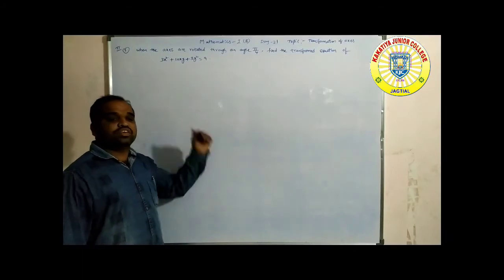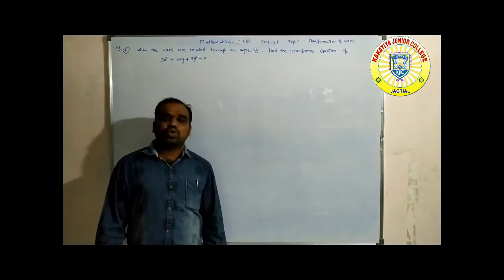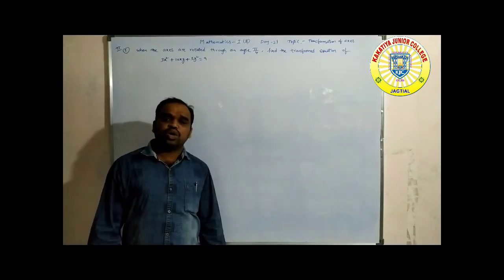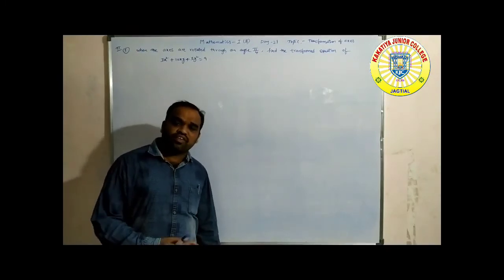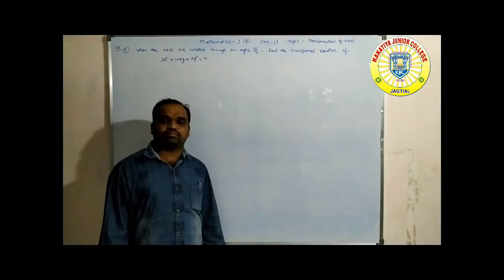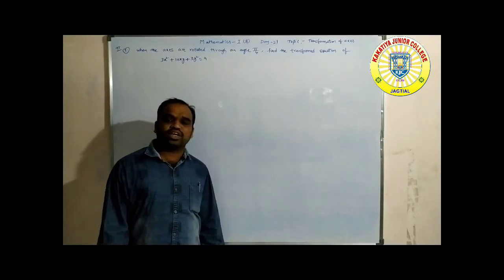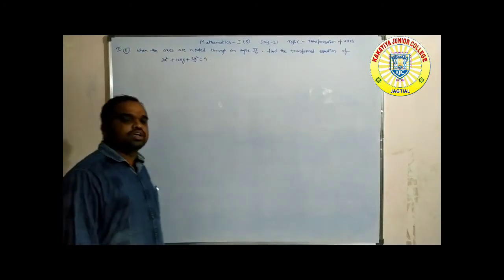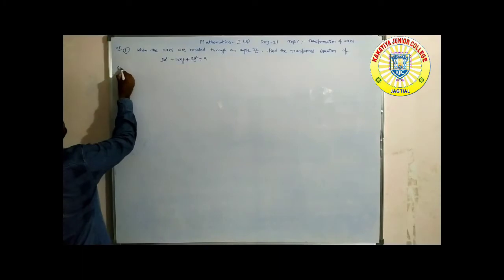That's why given equation is which equation? Original equation. Okay now? Given equation is the original equation. We are finding the transformed equation. Understand? Given equation is the original equation. We are finding the transformed equation. Okay now? See the solution.